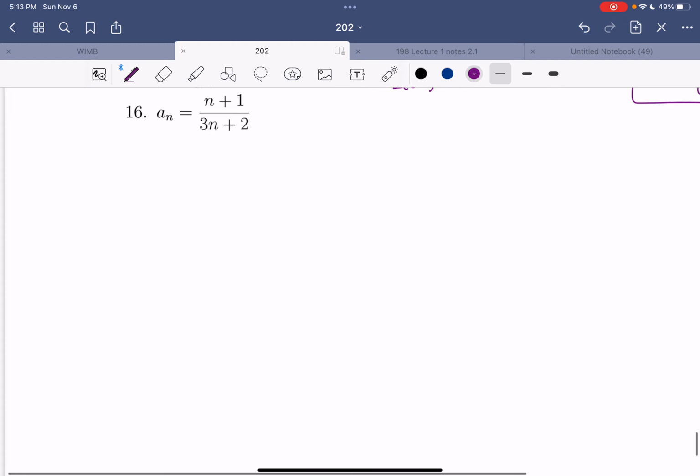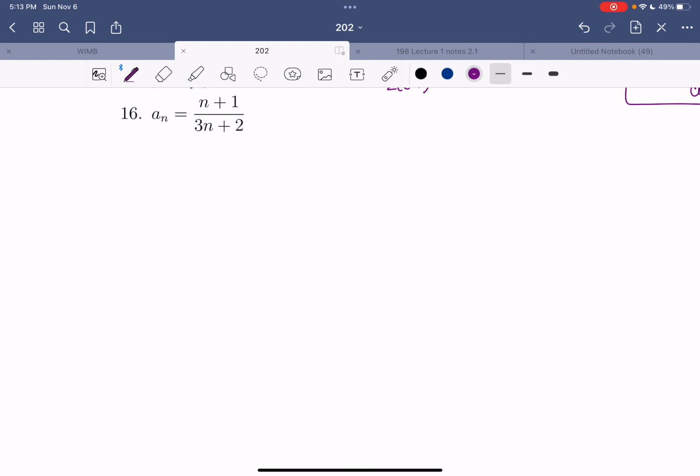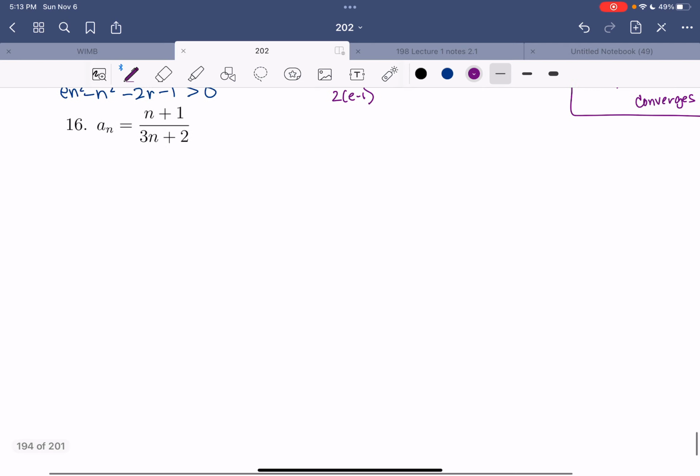And then lastly, number 16, you have n plus 1 over 3n plus 2. So same kind of thing. We need to show that this is either increasing or decreasing and that it's bounded. Let's start with bounded because that's easier. So let's show that it's bounded.